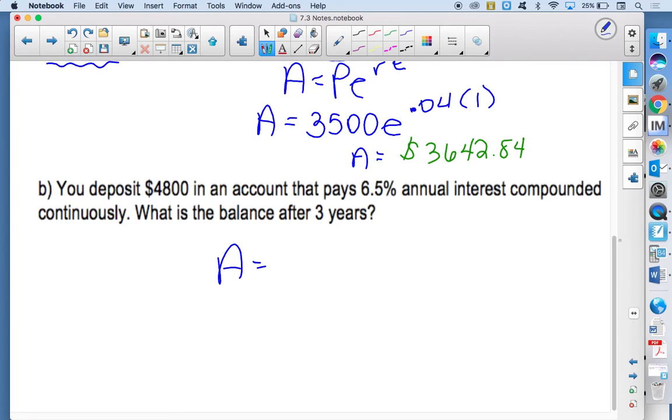So the last question here, you deposit $4,800, same type of question. It just pays 6.5% interest.